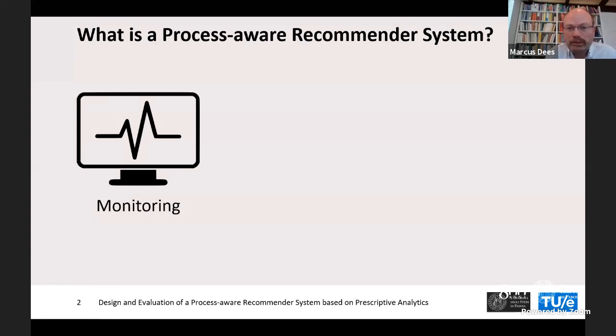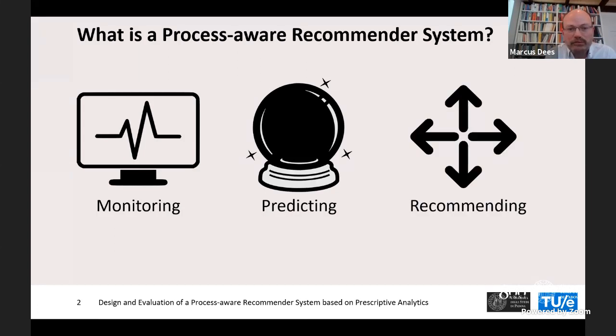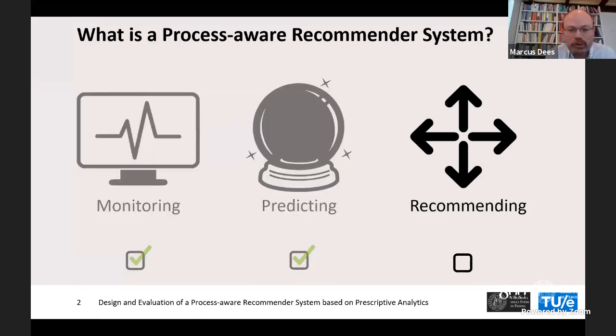So let's dive in with the question, what is a process-aware recommender system? Process-aware recommender systems are a specific class of information systems that monitor the process execution, predict how process instances will evolve, and give recommendations on which intervention should be enacted to prevent undesired process execution outcomes. A lot of work has already been done on the monitoring and the prediction part. You can find that in the related work section of our paper. So we focus on the recommending part in our research.